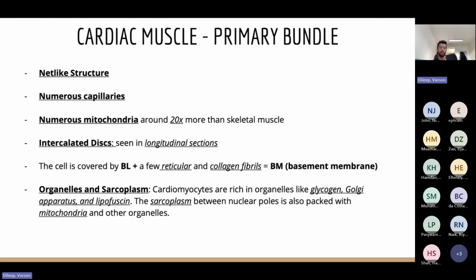And then we have the organelles and the sarcoplasm. They're rich in organelles like glycogen, Golgi apparatus, as well as lipofuscin.